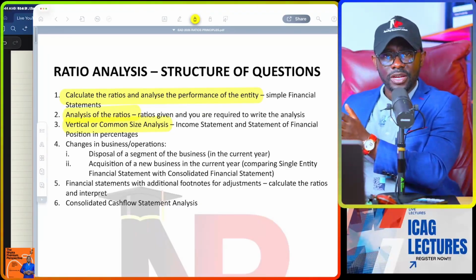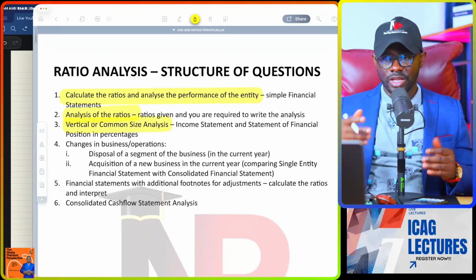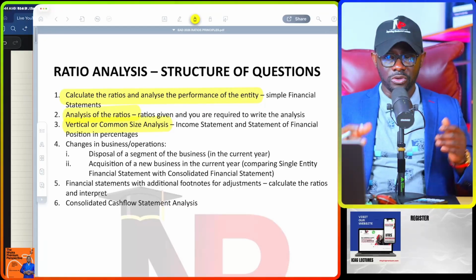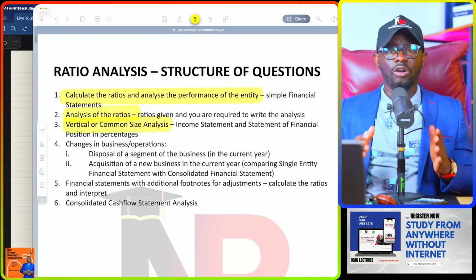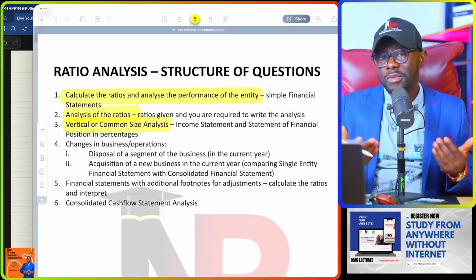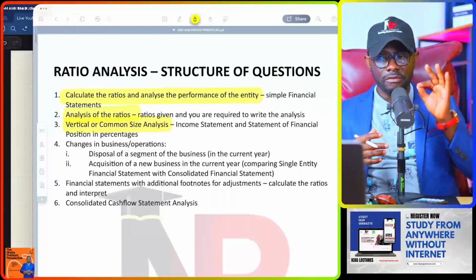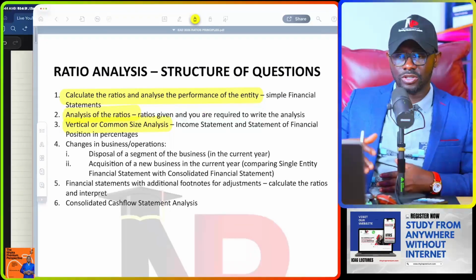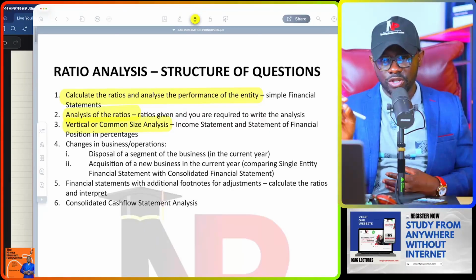In the statement of financial position, usually, the total asset will be the base amount. And so each line item will be taken as a percentage of the total asset. That is the idea about vertical or common size analysis. And we may be asked to either prepare and analyze, or the examiner will prepare it for us. Then all we will be required to do is to analyze it. So that is the third styling of question that we need to be mindful of.